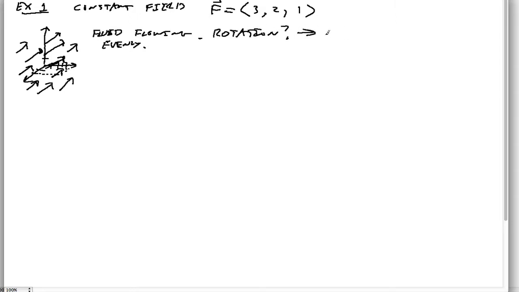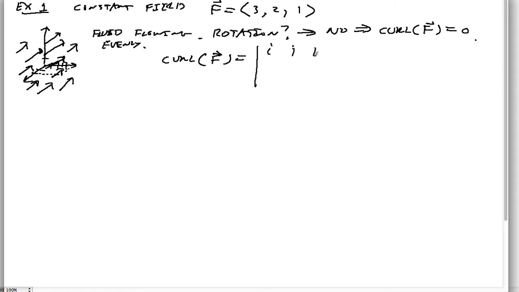And the answer, of course, just intuitively is no. So you'd expect then that the curl of f is going to be 0. And of course we can check that quick. So we can write down our curl, which is going to be the determinant i, j, k, partial x, partial y, partial z, and then 3, 2, 1. And of course, all the derivatives of constants are all zeros, so it has to be the 0 vector.